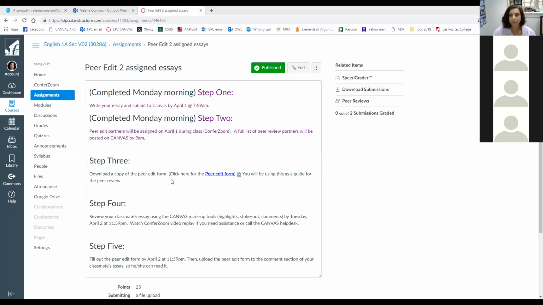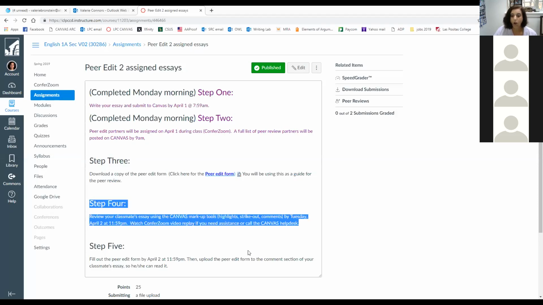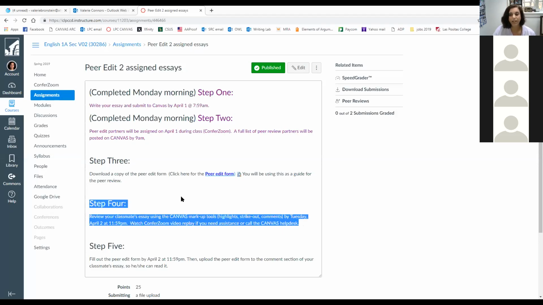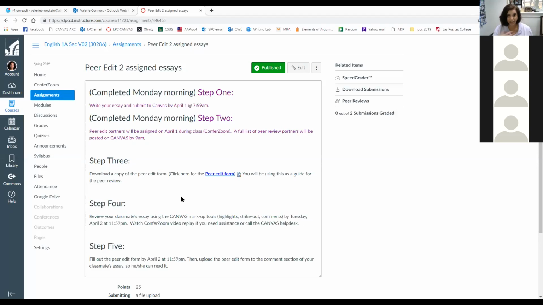Okay, let me go back to sharing my screen. And I just go back to Canvas. Okay, so that would be step 3. You're going to read the person's essay and fill out the form. Step 4 is a little trickier. Oh, and by the way, you download the form. Step 4 is the trickier part, and there are lots of videos on YouTube, including one from me.